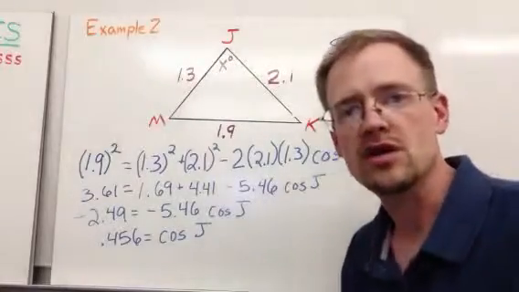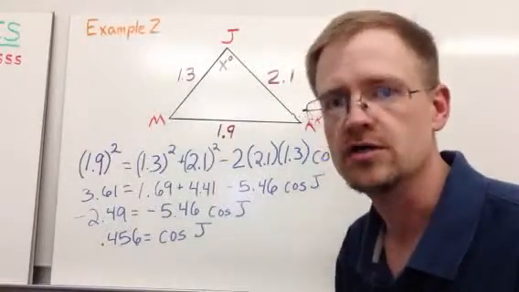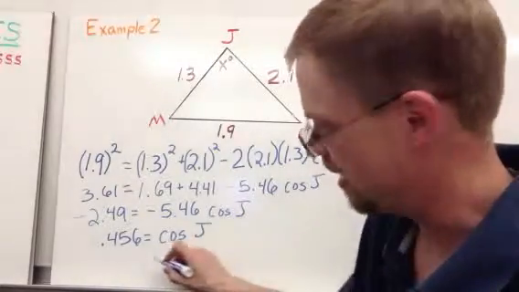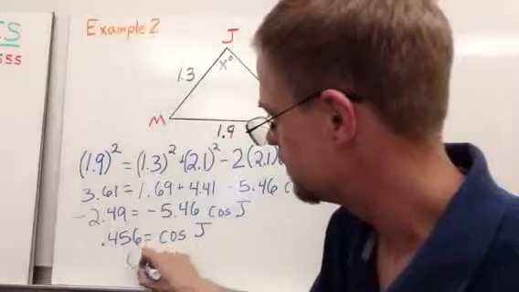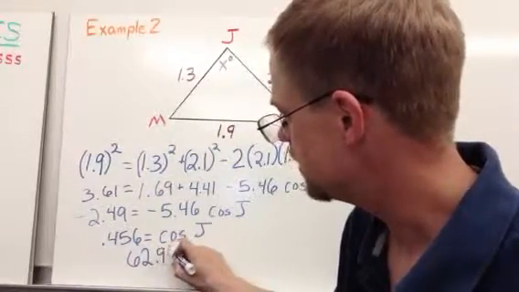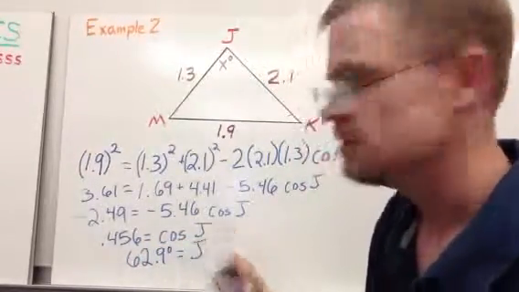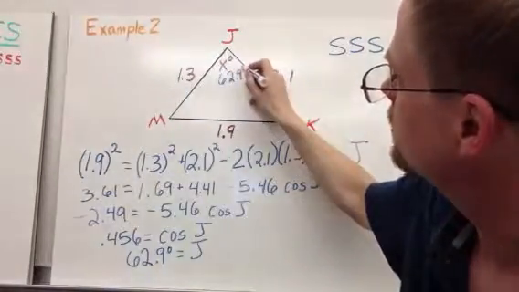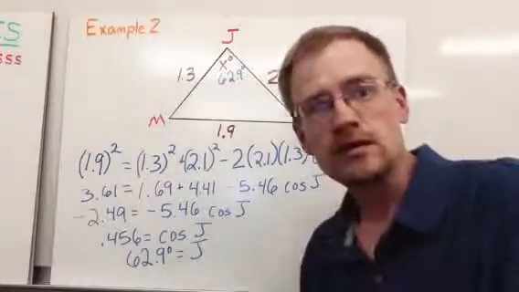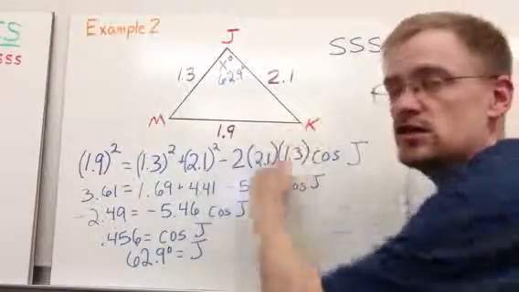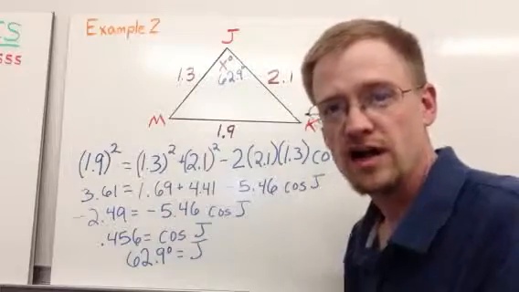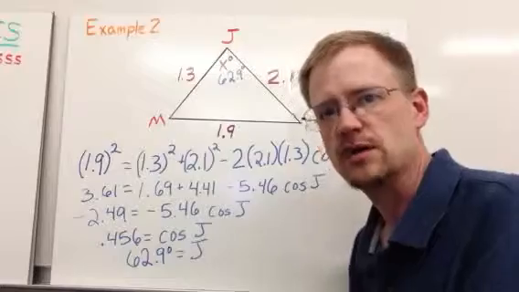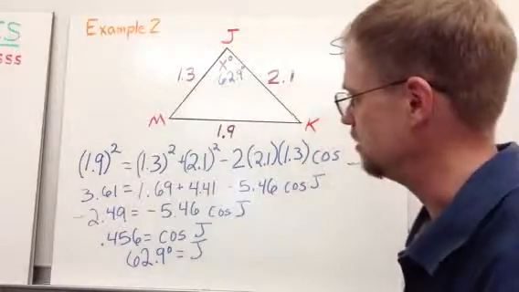At this point, we use our inverse cosine function, or arccosine function, to solve for J. I punched that into the calculator, and I found that J is equal to 62.9 degrees. Depending on what the question asks for, we could again use the law of cosines to find one of our other angles. Once we've found two of the angles, though, we can just use the angle sum theorem. We don't need to keep working on those problems.